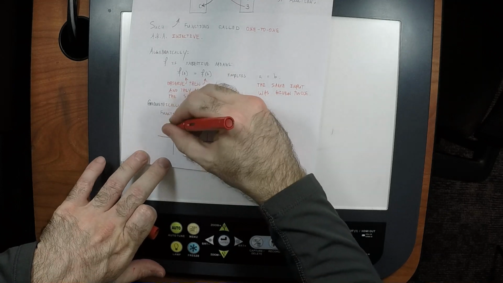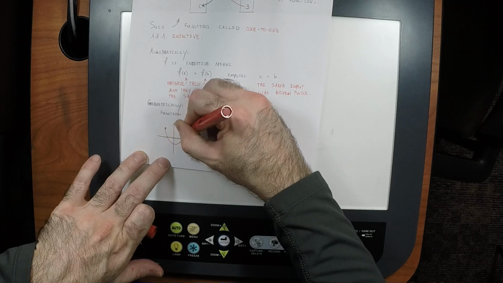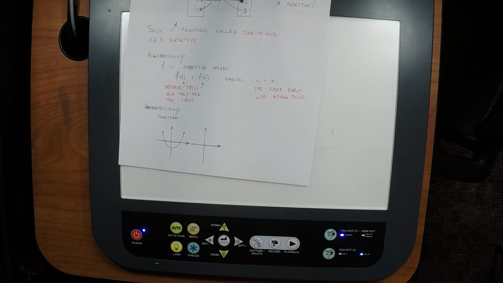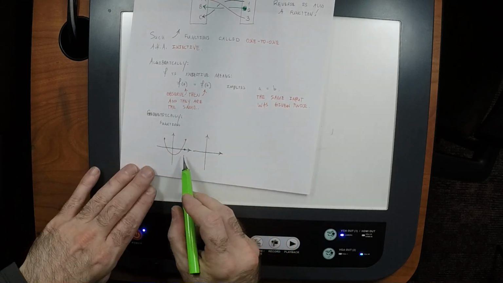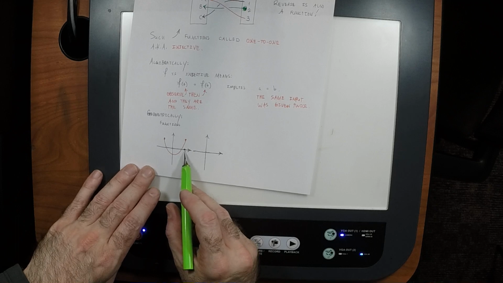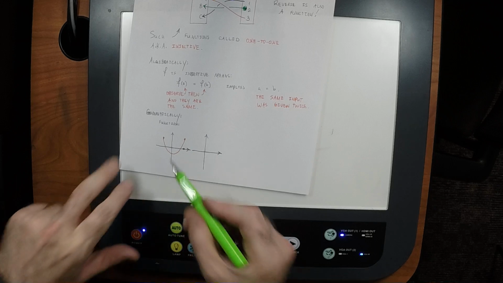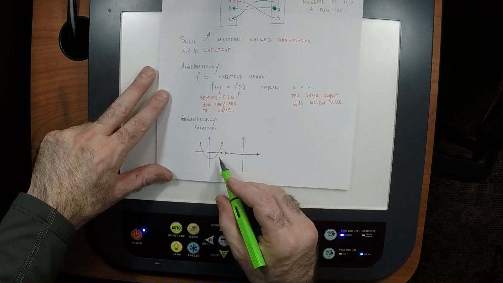So, for example, here's a function here. Okay. Then I could ask something like, well, here's an input, because the horizontal axis is the input axis. So that's an input. What is the output? And how do you figure it out? Is that input even in the domain? How do you tell?